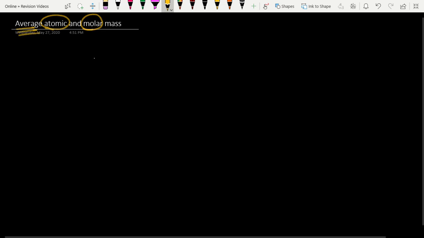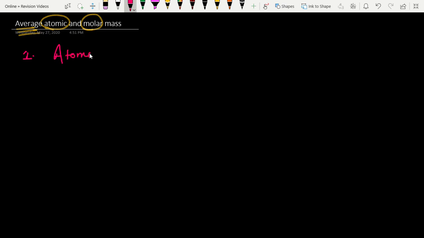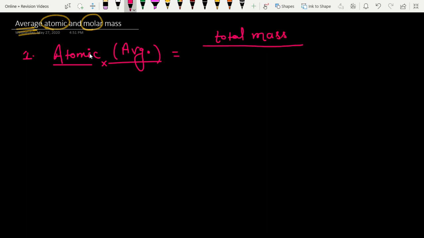In this scenario you will be given different samples of atoms. The first topic is how to calculate atomic mass. Basically we are calculating average atomic mass. To calculate average atomic mass, the formula is equal to the total mass of the sample, or total mass of whatever mixture we have, divided by the total moles of atoms.